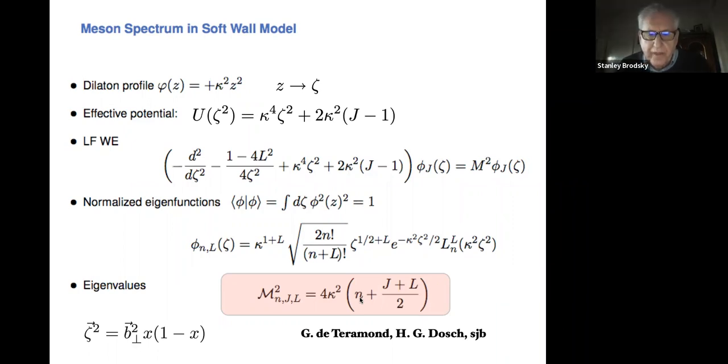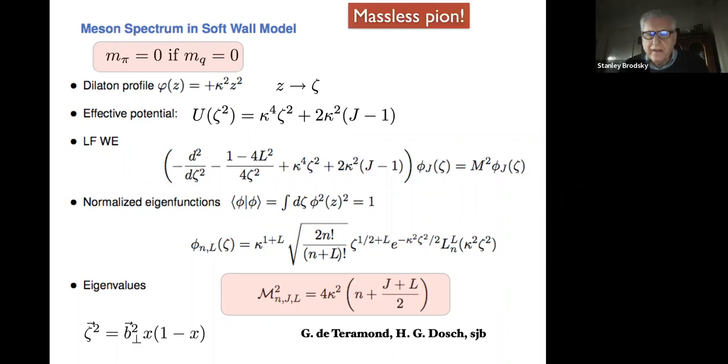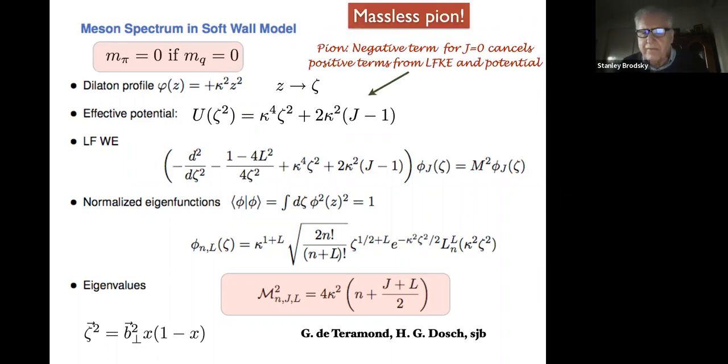So that's beautiful. But then you see, if you put N equals 0 and J and L equals 0, which is the pion, then you get a zero mass pion. And the reason for this is because the kappa to the fourth term in the harmonic oscillator color confinement potential, actually in the mass squared, is canceled by this 2 kappa squared (J minus 1). Because if J is 0, you get a minus 1. And that exactly gives you the zero mass pion. So this is rather startling, in fact, how the pion mass comes out. The negative term for J equals 0 cancels the positive term from everything else, the kinetic energy and the potential.